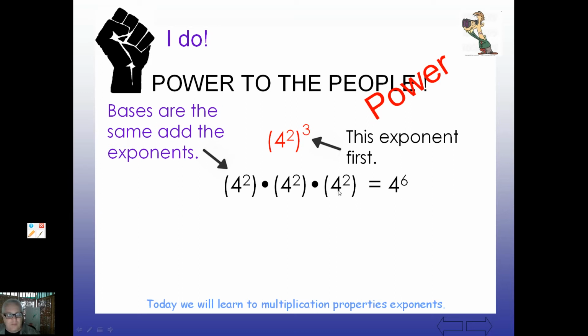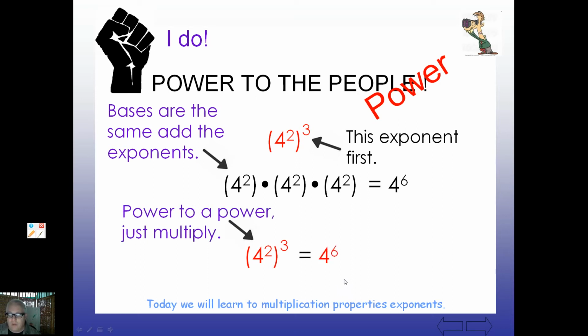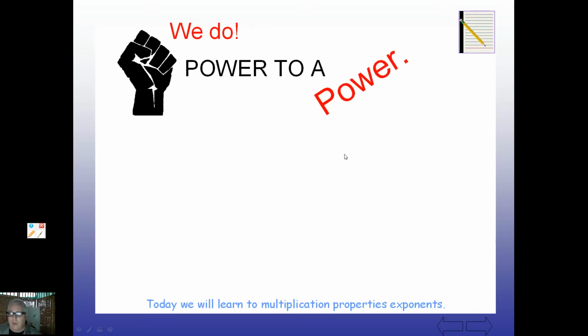And can you see a faster way of doing that? Instead of writing these bases out, what about this 3 and the 2? What do you think? Could we just simply multiply them? So 2 times 3 is 6, so we get 4 to the 6th. So a power to a power, if you see exponents stacked on top of each other, you can simply multiply them. Let's do this one together. Add this one to your notebook there.